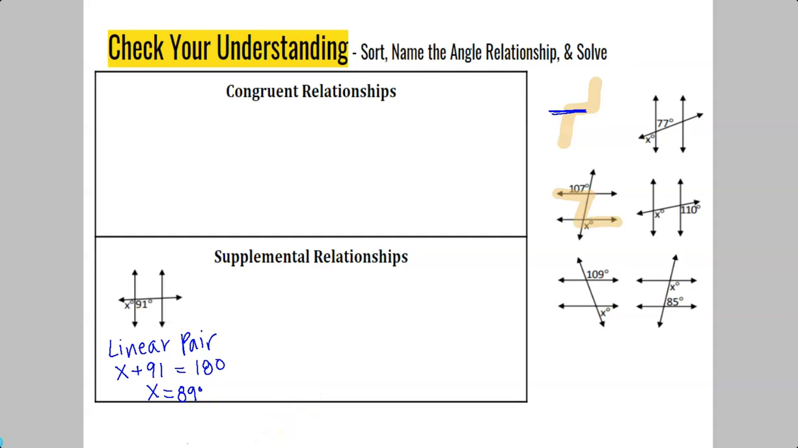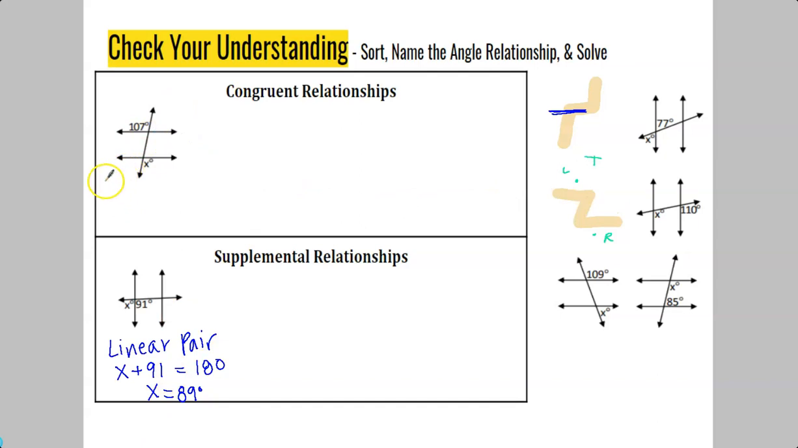And then if I'm looking at our angles here, notice how this angle is on the outside of the Z, and this angle also is on the outside of the Z. Notice if I'm looking at my transversal, this one's on the left side of my transversal, this one's on the right side of my transversal. So that means this relationship is alternate exterior. And alternate exterior means that it would be congruent. So this one is congruent.